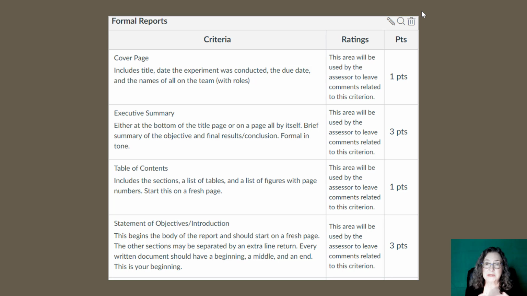The next item is going to be the executive summary. Now, although this comes early in the report, this will be the last thing that you write. It can either go at the bottom of the title page or it can go on a page all by itself following the title page. It is a brief summary of the objective of the experiment with your final results and conclusions. And I do want those there.